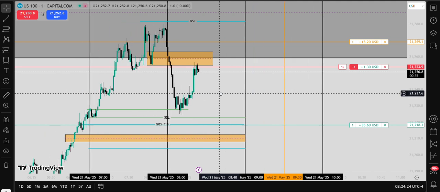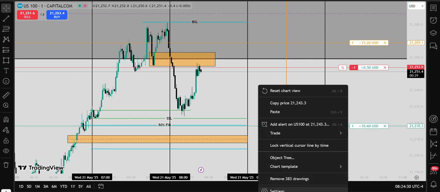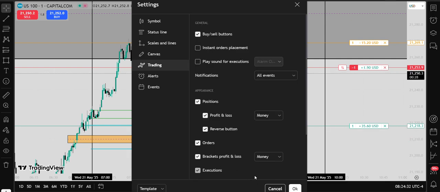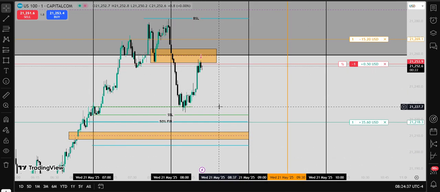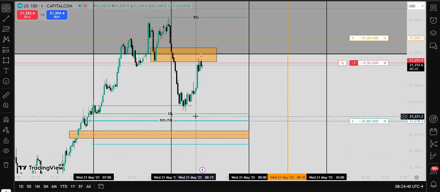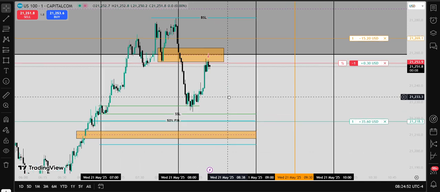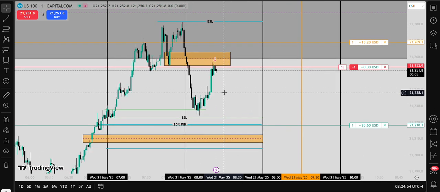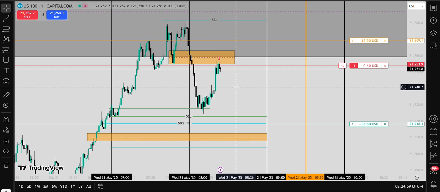You can see the executions clearly. Let me just go to the settings so that you see the executions. You can see the executions are right there, and we want to target this sell side liquidity right there. Let us see. Let's see whether it's going to respect what we've been taught by ICT.